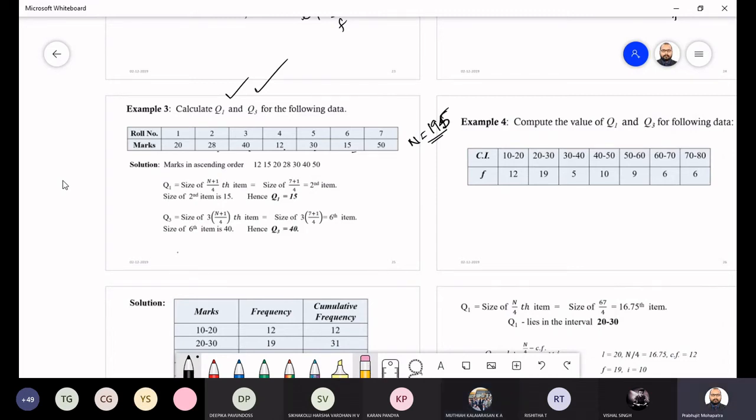So if 195 is your total n, then we need 1/4 of n plus 1, because this is a discrete type, you have to take n plus 1, and for the continuous type you have to take the simple n. So n plus 1 is 196, divided by 4. So the Q1 value you are getting 15.